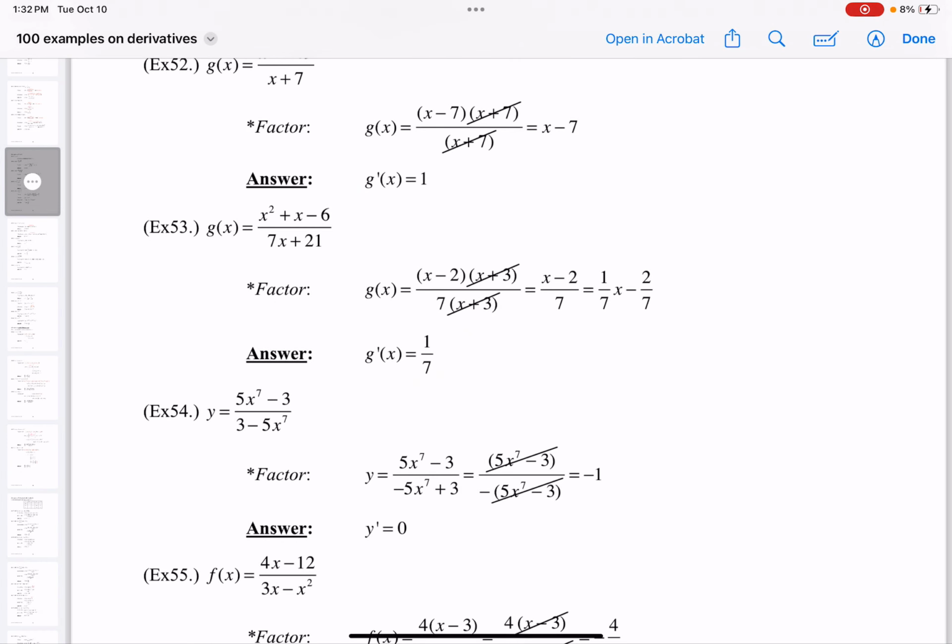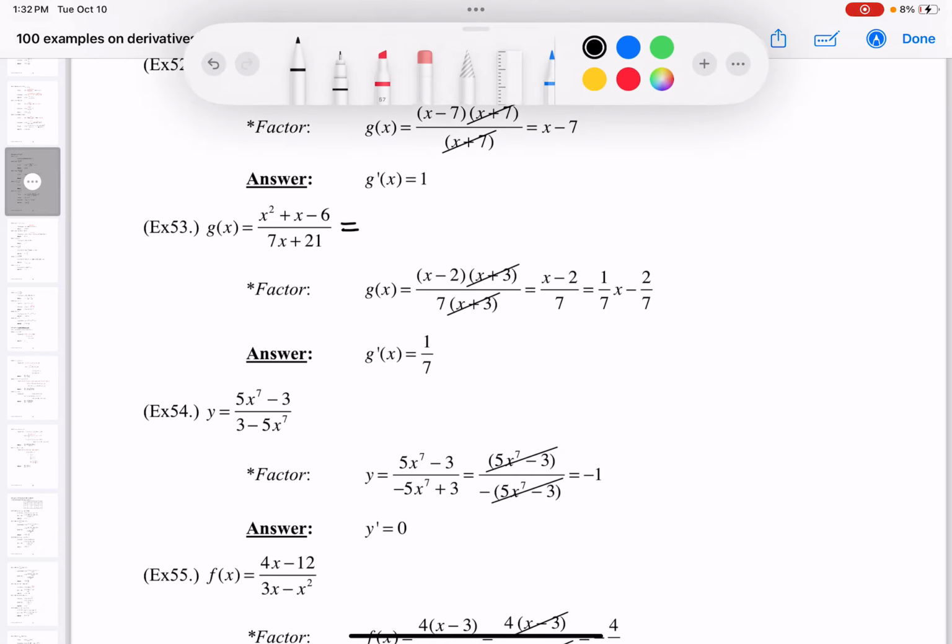Okay, we'll start with 53. We just finished 52, go to 53. And again, you're looking for things that might help you take the derivative. And I'm going to say maybe factoring might help. Let's take a look.